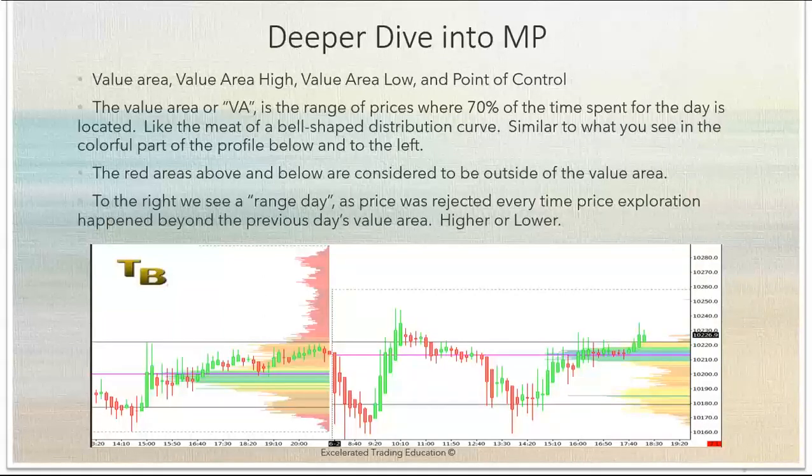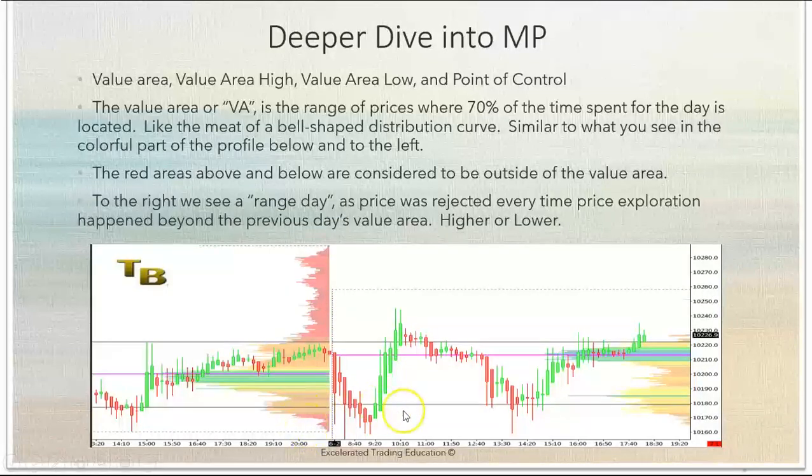All right, so the value area, or VA, is the range of prices where 70% of the time spent for the day is located, right? You remember the bell curve that we talked about for the statistics, as far as where price is spent, what it's in value, like the meat of a bell-shaped distribution curve. So similar to what you see in the colorful part of the profile below and to the left, down here, this is going to be your value area in the orange. It's already pre-designed that 70% of your time, of the volume, is the value area itself. So the red areas above and below are considered to be outside of the value area.